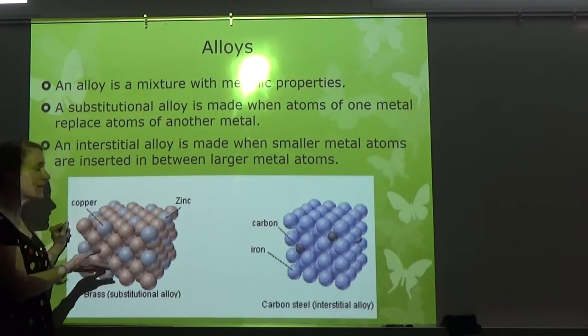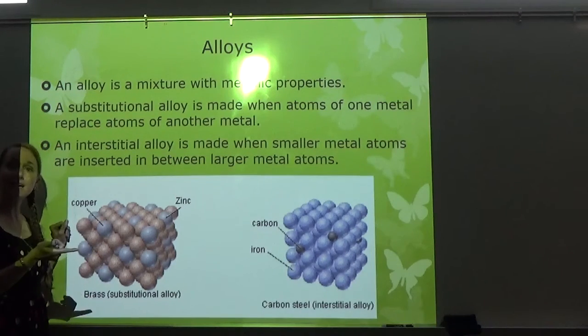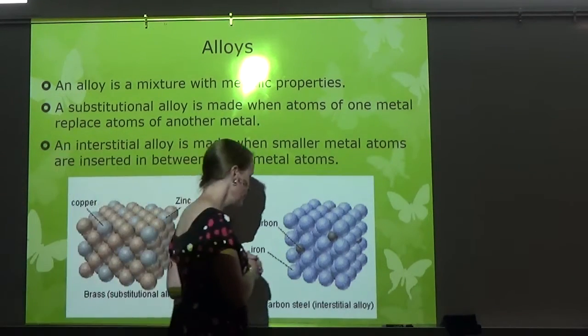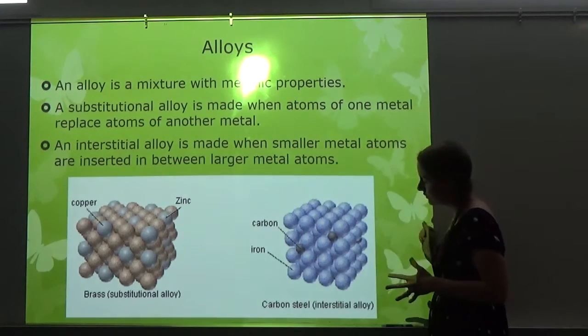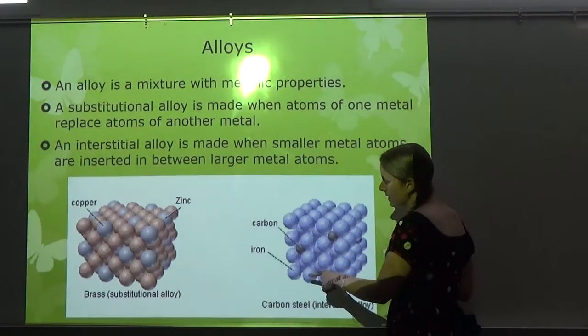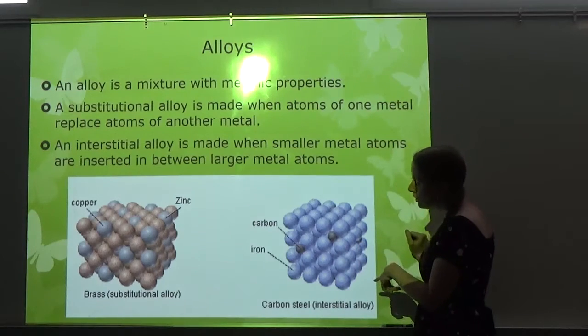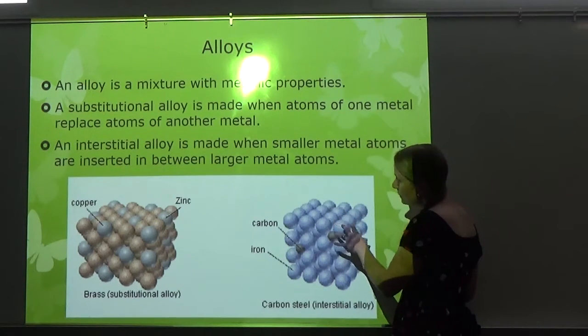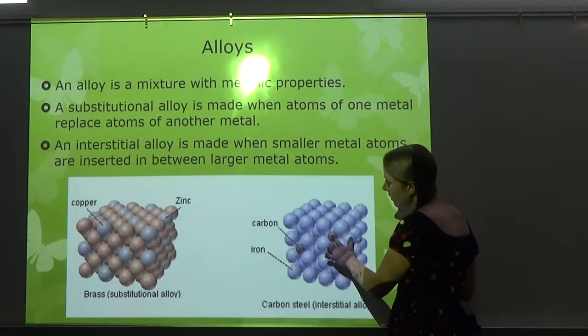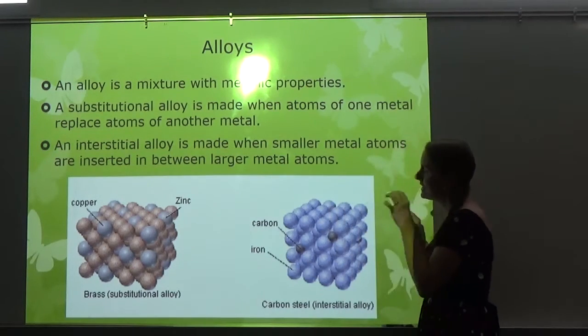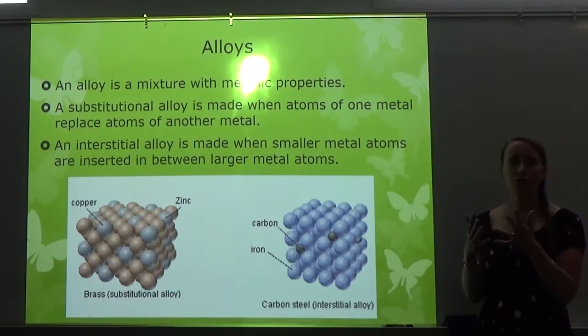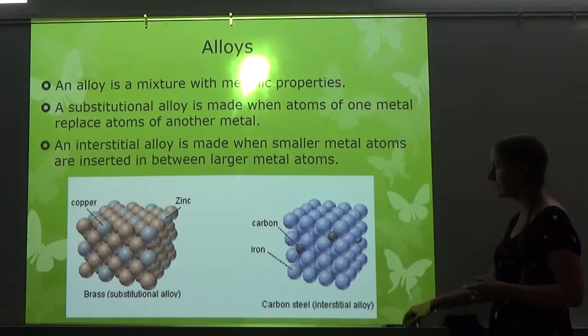This happens when the atoms are of similar size or radius. The other type is an interstitial alloy. Here we have some iron atoms and some carbon atoms. If you look, we have small atoms inserted in between the larger atoms. That's what's happening in this example.